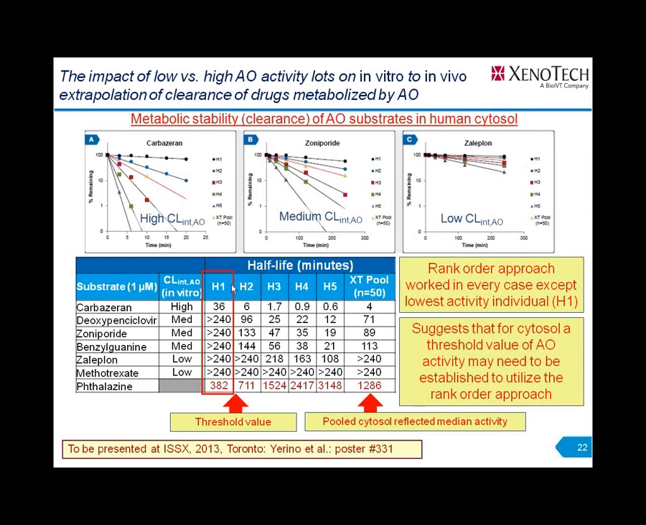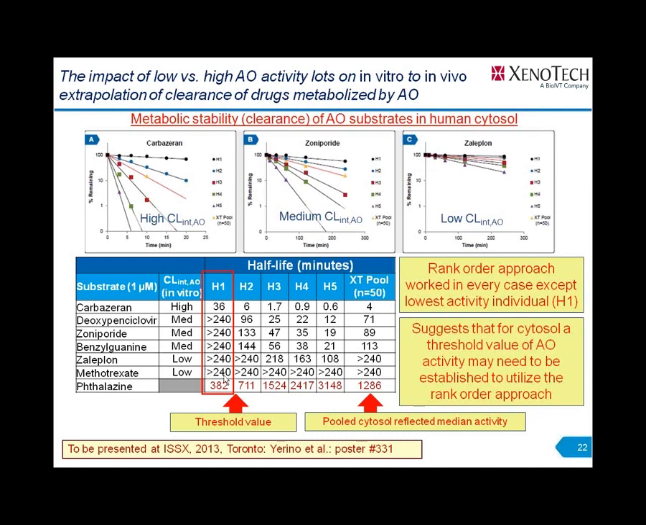You can see here that in a particular individual, for example H2, the half-lives for carbazeran are very short. They're slightly longer for the medium clearance drugs, and then they're really long for the low clearance drugs, consistent with high, medium, and low clearance, and we're getting the appropriate rank order within an individual. That persists throughout H3, H4, H5, as well as our pooled product. That is not the case for our lowest activity individual, where only for carbazeran are we able to achieve a half-life, and then we get essentially no detectable loss in the duration of the experiment for the other drugs.